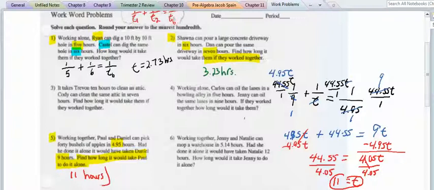Okay, so I just want to show you that for a little different setup. Remember, use a calculator, it'll save you a lot of time. I don't want you to spend a lot of time doing all the math calculations. I want you to worry about setting it up, clearing the fractions, and solving for the unknown. Alright, that was work problems.